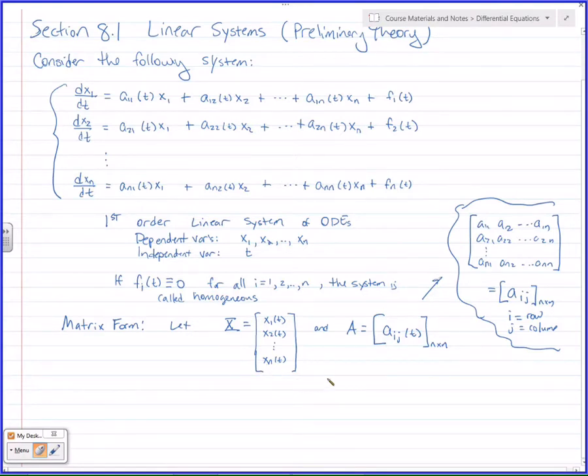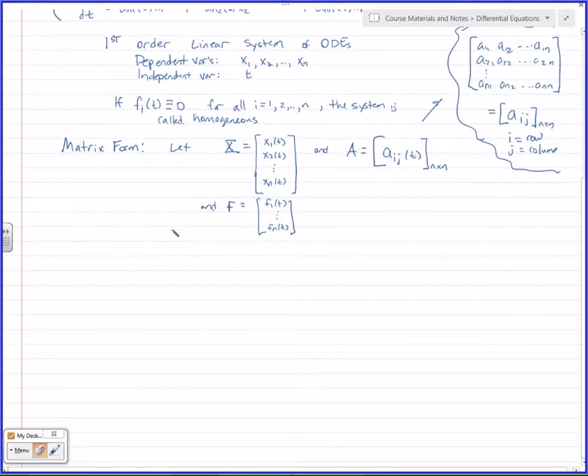And last of all, capital F is f1 of t all the way down to fn of t. It's another column vector. Now I take advantage of a couple of notational facts that I'm assuming you're familiar with. If I were to write down x, which is now a vector function, in Calculus 3 we introduced the notation of taking a derivative of a vector function. It just means element-wise, take the derivative of each of its component functions.